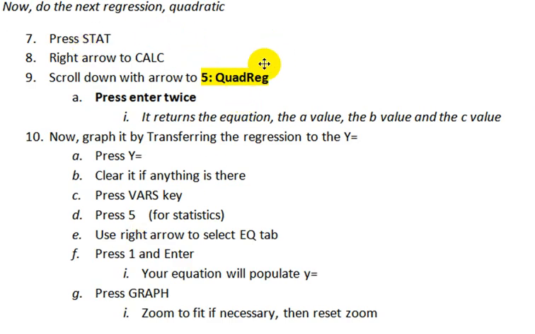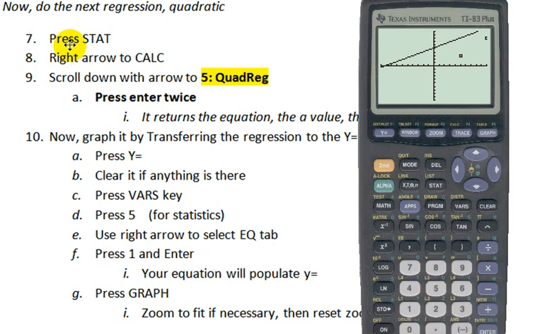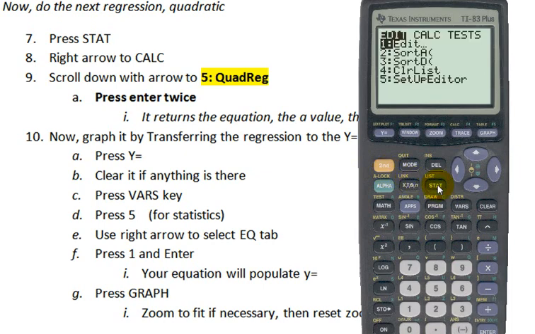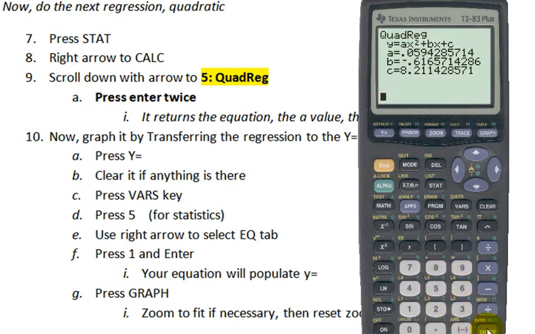So now let's check our quadratic regression. This one will go faster. Now we're going to press clear and clear. Now press your stat button again. And now we're going to go over to calculate, calc. And this time we're going to do not the linear but the quadratic regression. So press 5, enter. And there's our values.